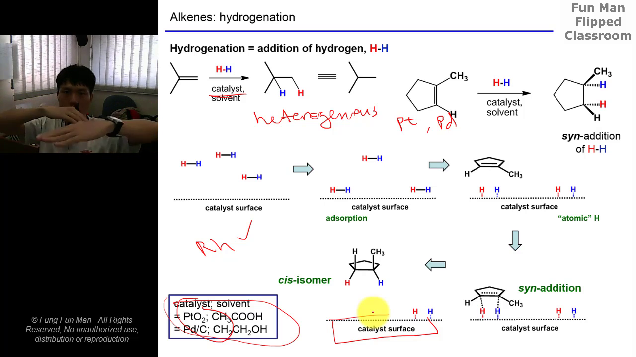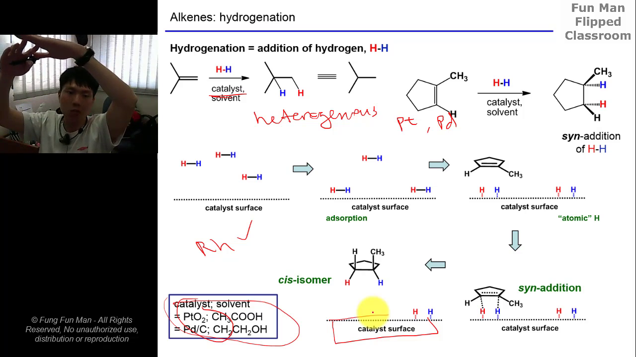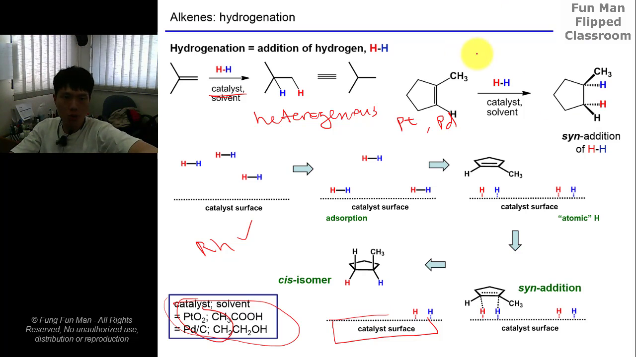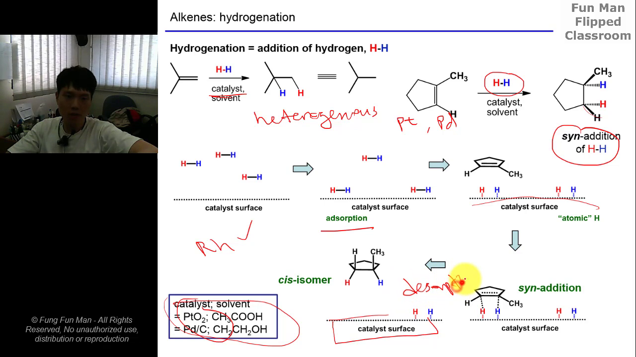Imagine a mahjong table, you shuffle, right? After that, they meet their friend, they form a bond, they interact, and then they leave the surface as a final product. So that's why the incoming H and H will be going from the same side, so it must be a syn addition. The mechanism is adsorption, breaking bonds, forming bonds with the surface, reaction, desorption. The last step here, desorption. You leave the surface.